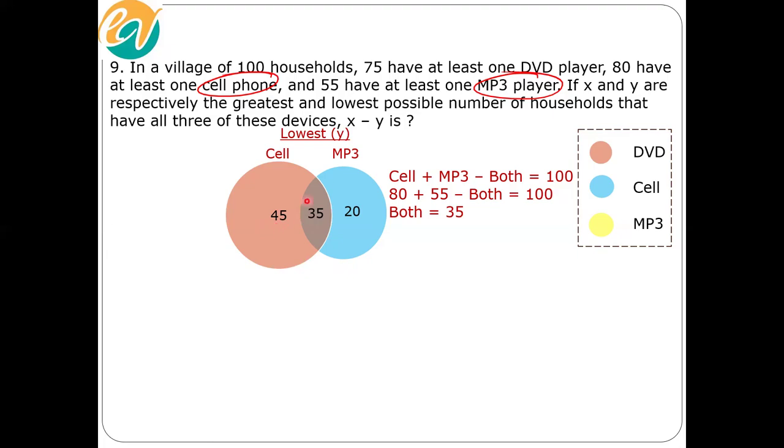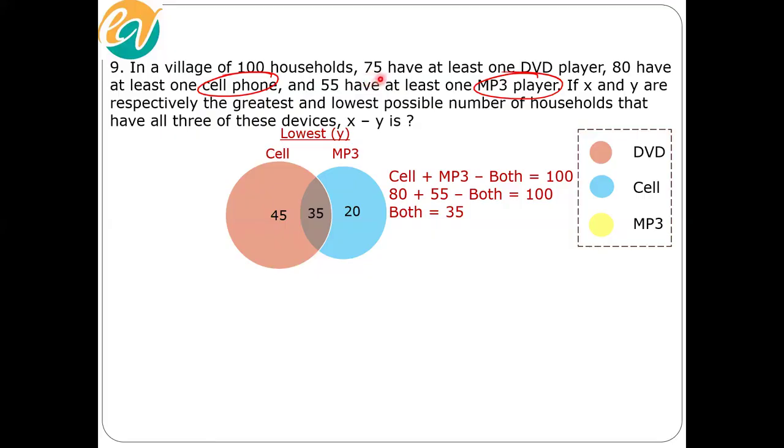45. Out of these 75 households that have a DVD player, I'm basically saying that 45 of these households would also have only cell. Are you guys with me? So which means out of 75, I have been able to account for 45 households that do not have all the three.